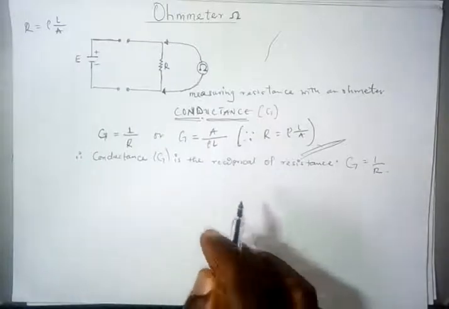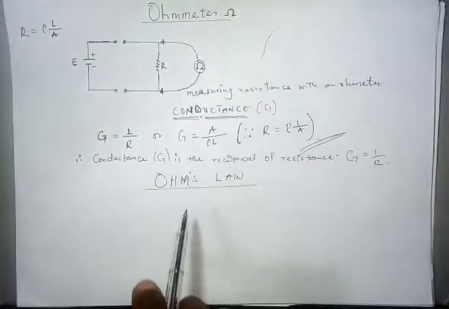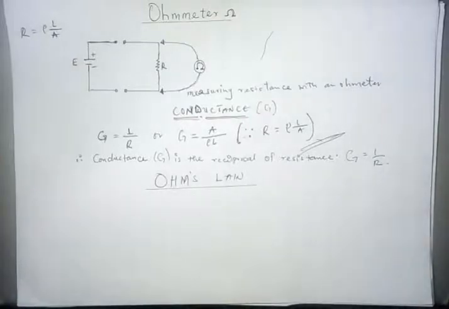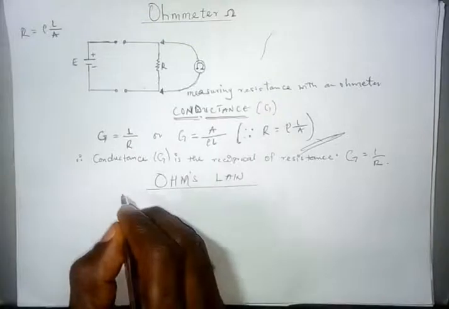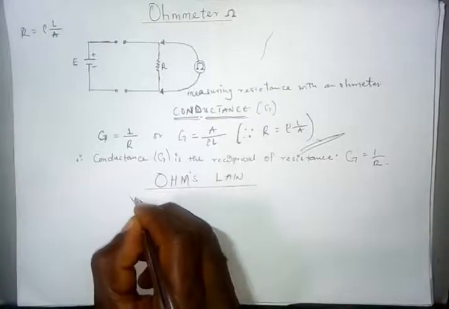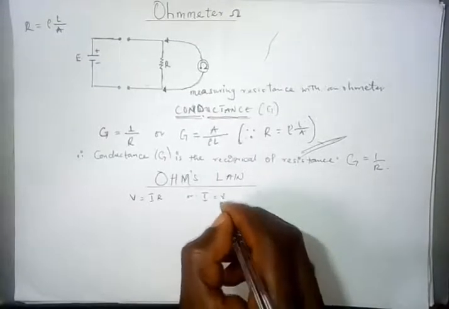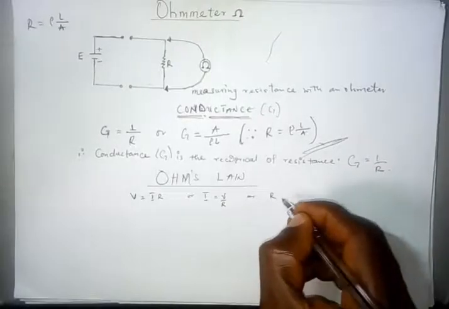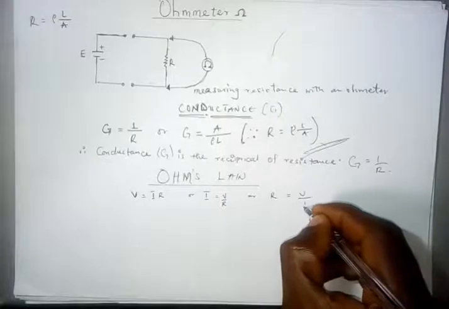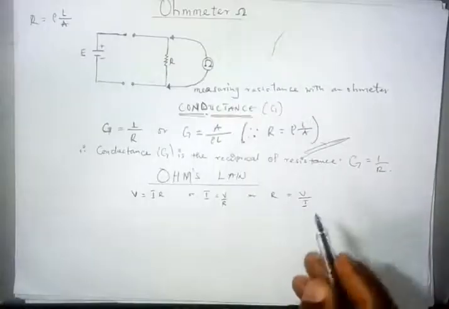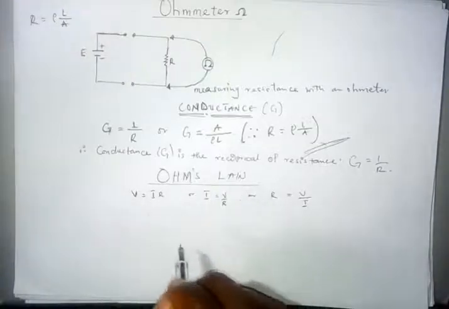So this now takes us to what we know as Ohm's law. As a matter of fact, Ohm's law is a very important and useful equation in electric circuit theory. It precisely expresses the relationship between current, voltage, and resistance with a simple mathematical equation. The equation is simply given as V equals I R, or I equals V over R, or R equals V over I. So those are the three relations that can be found under this law.